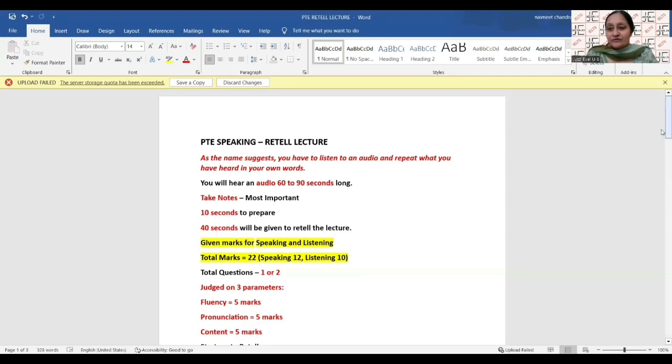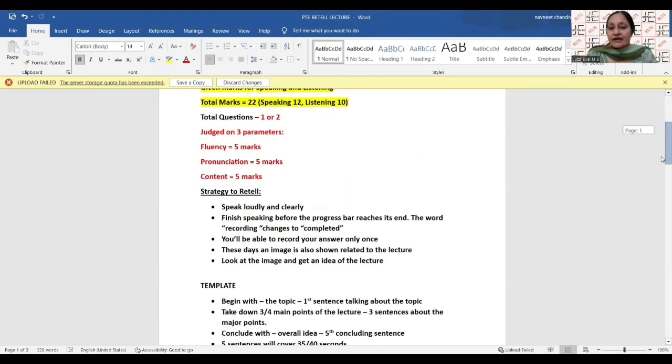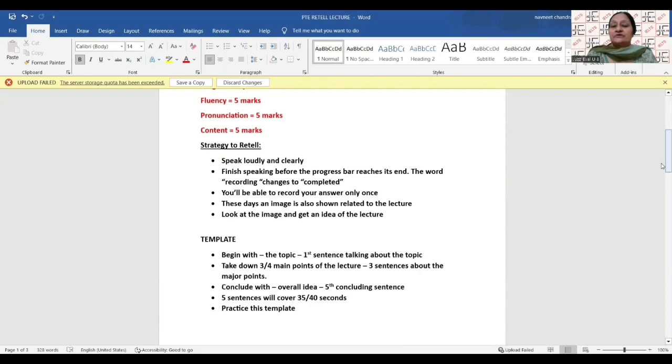So now, how should you go about retelling the lecture? Firstly, the most important thing is that you need to take down notes. If you don't take down notes, you'll forget what to say. You can take down the notes in the form of abbreviations, in short form, because it will be very difficult to write full sentences side by side. So you can take down short forms also.